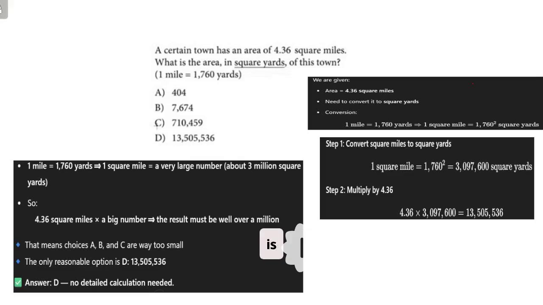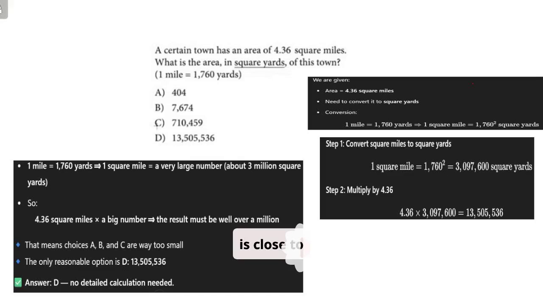1,760 squared is 3,097,600. So, 1 square mile equals 3,097,600 square yards. To find the area of the town, we multiply its area in square miles by this value, 4.36 times 3,097,600. This calculation gives us 13,505,536 square yards. For a quick check or to eliminate incorrect options, we can estimate.